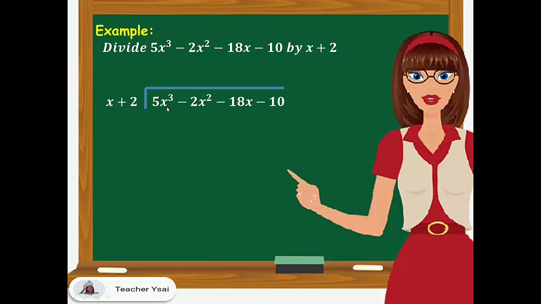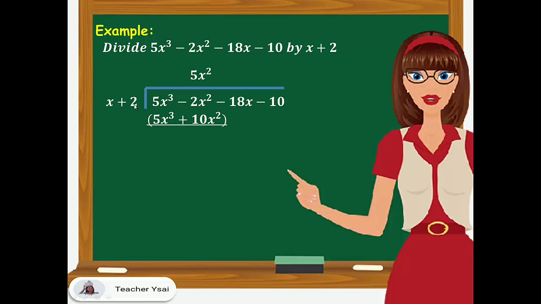So that's 5x cubed divided by x, giving the first term of the quotient, which is 5x squared. Next is we multiply each term of the divisor by the first term of the quotient. So 5x squared times x, that's 5x cubed. 5x squared times 2, that's 10x squared. So we have 5x cubed plus 10x squared.